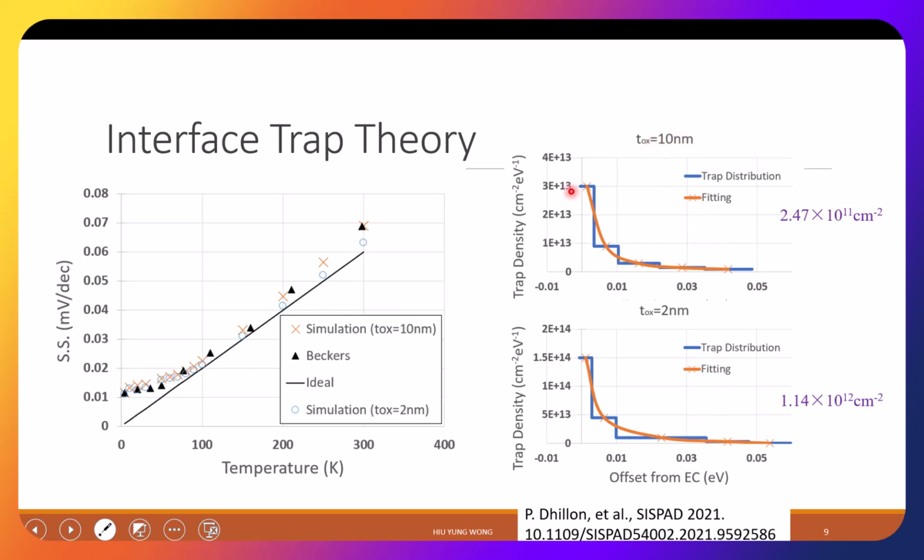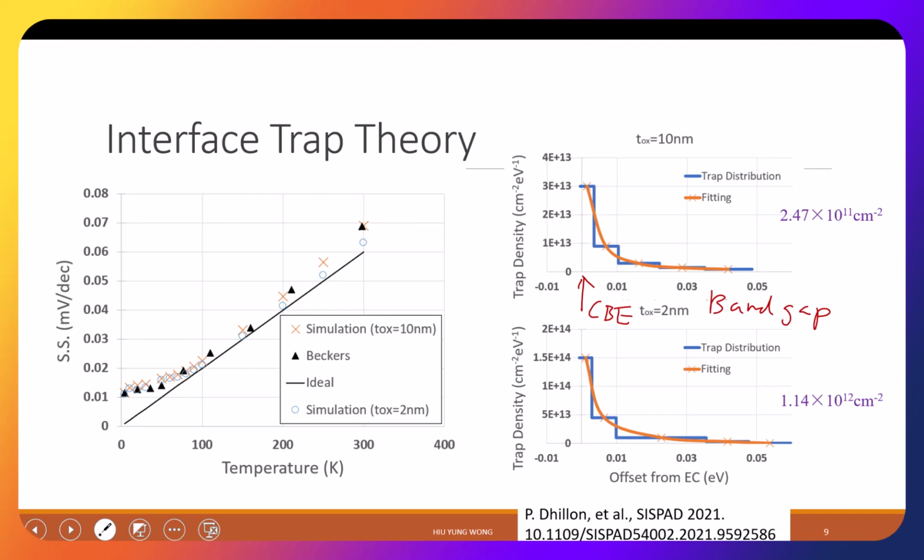But what we did is we tried to have a variable trap density instead of a uniform one, as a function of energy. This is the conduction band edge, and this is the band gap. You see that we have everything within about 50 millivolts of the conduction band edge. If we do the simulation, which is our cross here, we find that we can match the curve that I showed you earlier pretty well. It also shows a saturation of subthreshold slope.